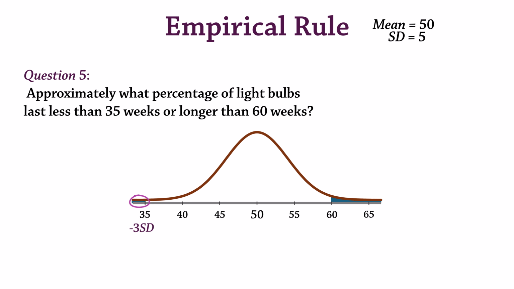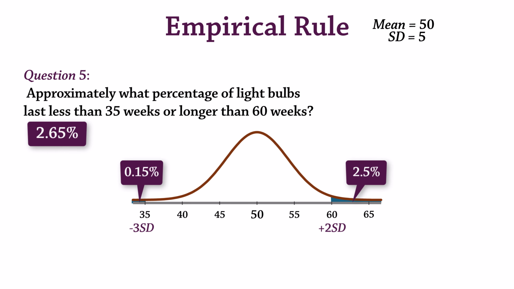Therefore, as seen in the previous problem, the area below 35 is 0.15%. On the right, 60 is 2 standard deviations out, so we have a tail area of 2.5%. Finally, we combine them to get a total of 2.65%.